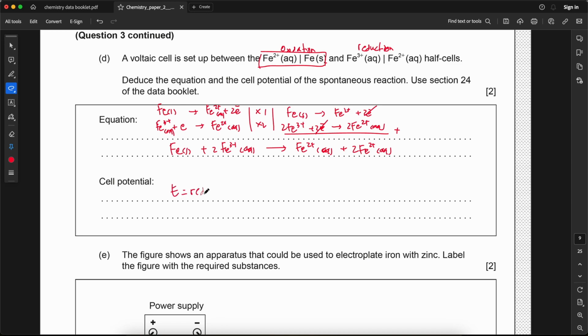That would be reduction minus oxidation. So reduction would be Fe, which is plus 0.77 when you check on section 24, minus negative 0.45, you will get plus 1.22 volt.